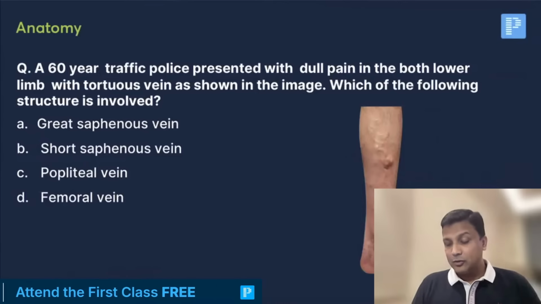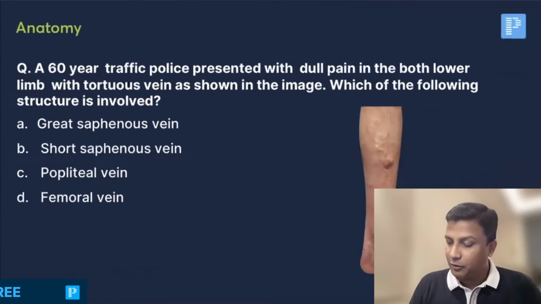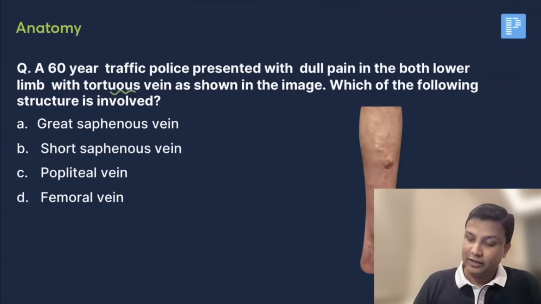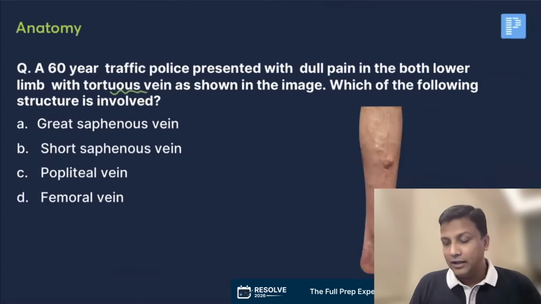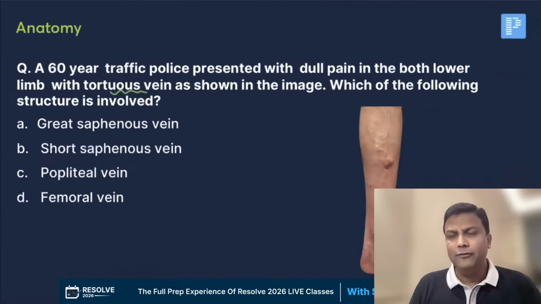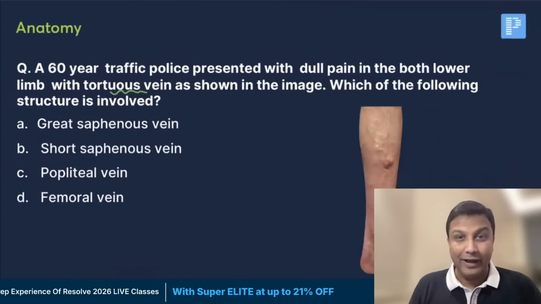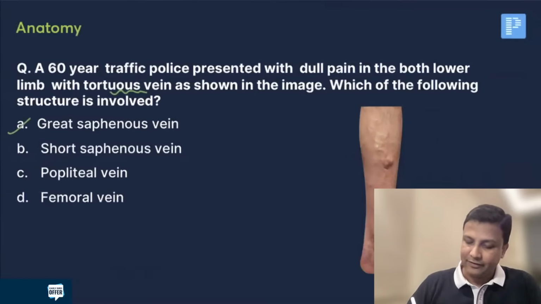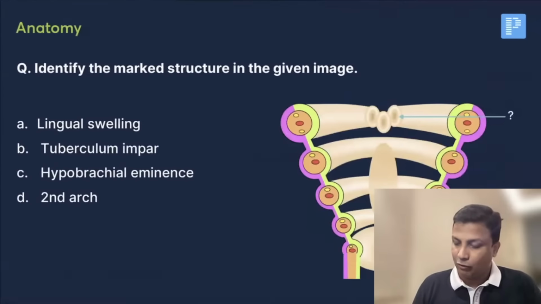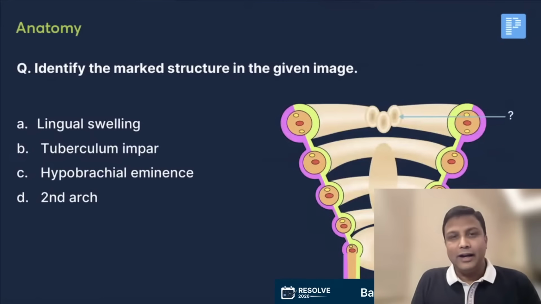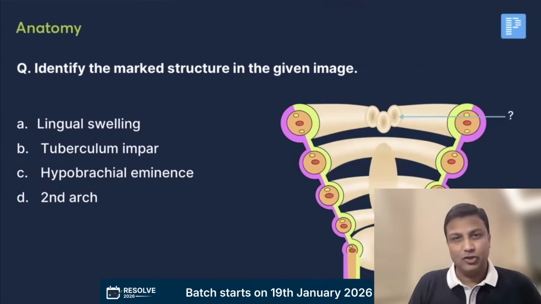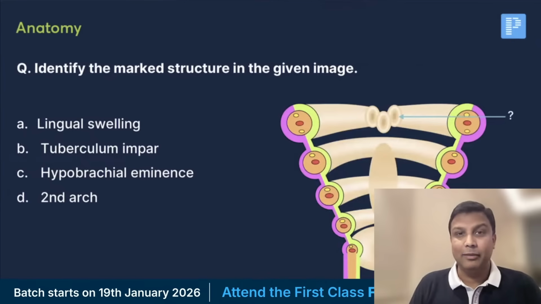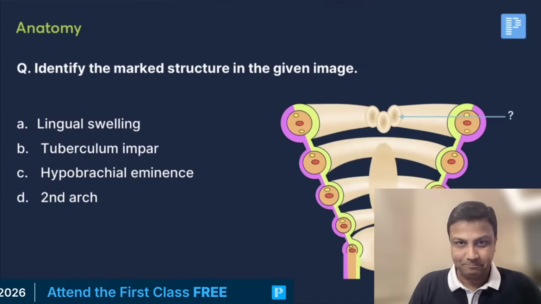Now moving on to the next one, a 60-year traffic police presented with dull pain in both the lower limb with tortuous vein as shown in the image. Which of the following structure is involved in this one? Obviously, it is actually representing the varicose vein, and the vein which is involved here will be the great saphenous vein. Now, identify the marked structure in the given image. In the given image, we are actually learning about the development of the tongue.